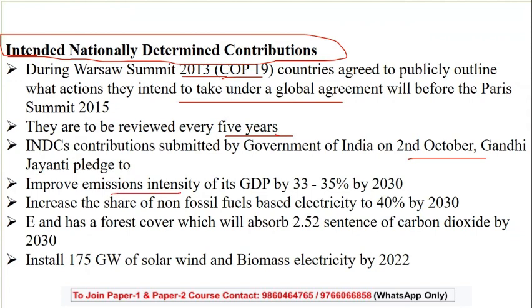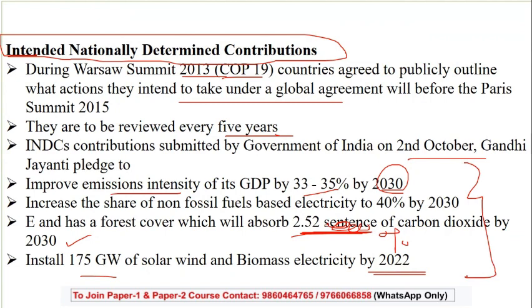It is basically improving the emission intensity by 30 to 35% with an agenda to be completed by 2030, and the share of non-fossil fuels to 40% by again 2030. Plus they have the forest cover which can absorb 2.5 percent of carbon dioxide by 2030, and to install 175 gigawatts of solar, wind and biomass electricity by 2020. So here there are a lot of facts, so you should keep them noted down.